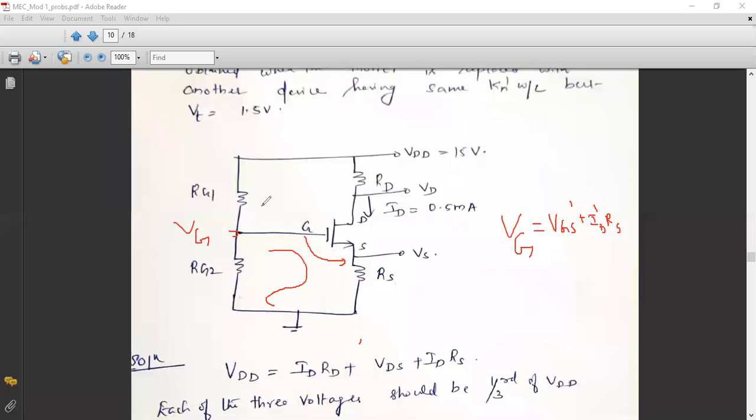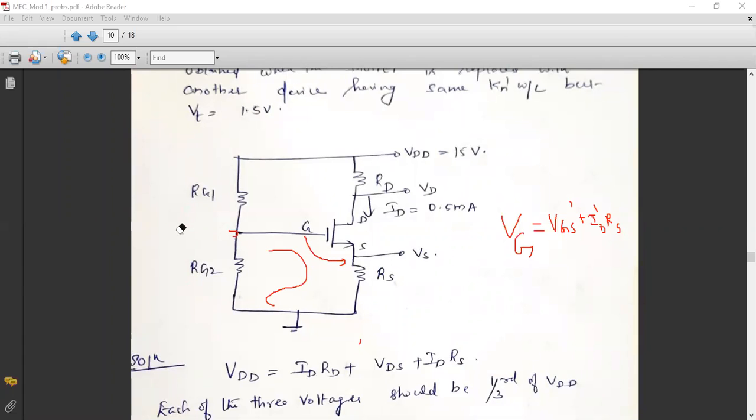Sir, since gate voltage is same, but not across the gate and source. Okay, why is the gate voltage same? Even though we are replacing with the new device, why is the gate voltage same? Because I'm using the same potential divider circuit. Okay, there is no change for RG1 and RG2. I'm just replacing this MOSFET with a new device, that's all. So as long as RG1 and RG2 are same, we can keep VG constant. So VG will be same. There is no change for VG.